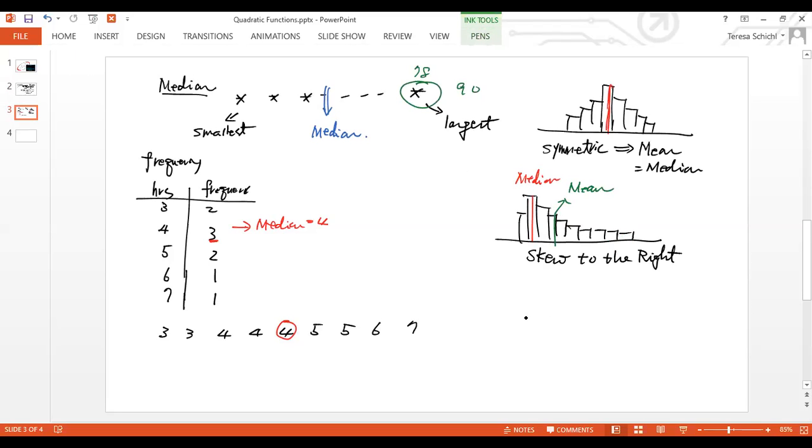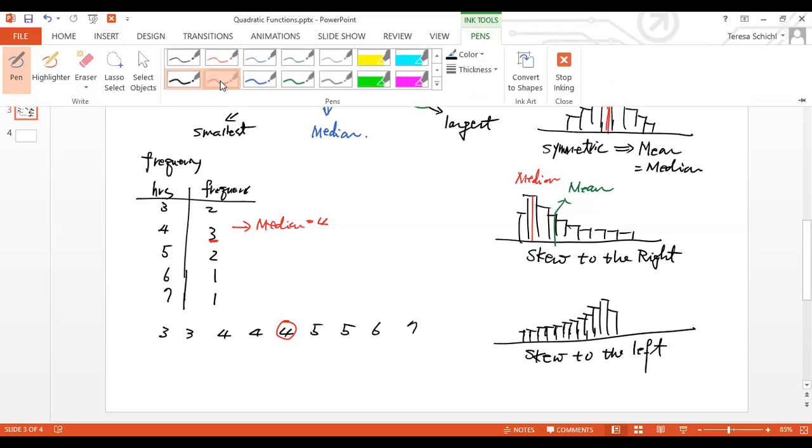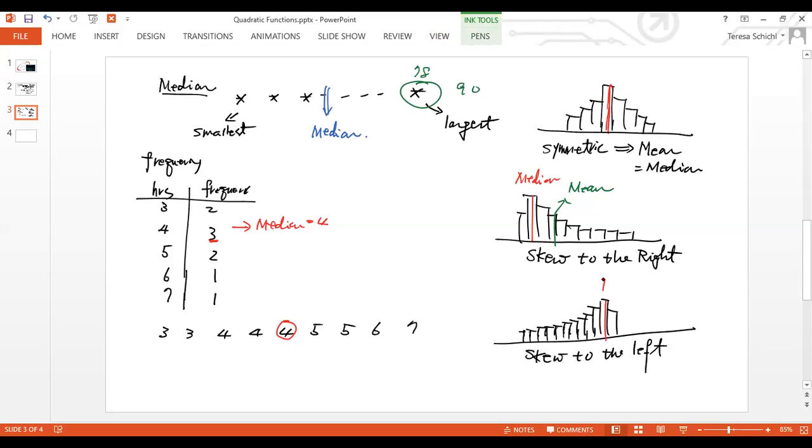Okay, the same way here. If you have a distribution like this, with a long tail to the left, this type of distribution we call skewed to the what? Skewed to the left. If skewed to the left, then here is your median, and your mean is going to be in here.